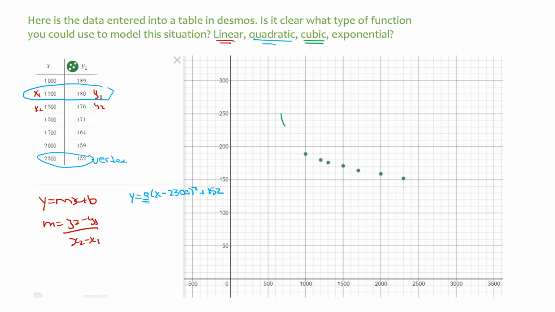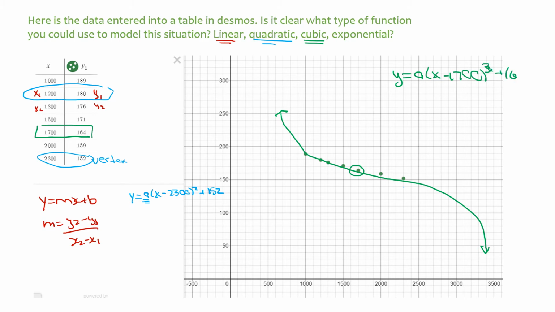If I make a cubic, let me just see if I can turn this into a cubic curve here like this. Right, I could say yes, that's a cubic. And for a cubic, the equation would be, let's say I'm using this point as my vertex, my center point of the cubic. In that case, that would be 1700, 164. So I'd have a(x - 1700)³ + 164. And then I would have to find a, same way as I've always found a. So it's possible to say it's a cubic.